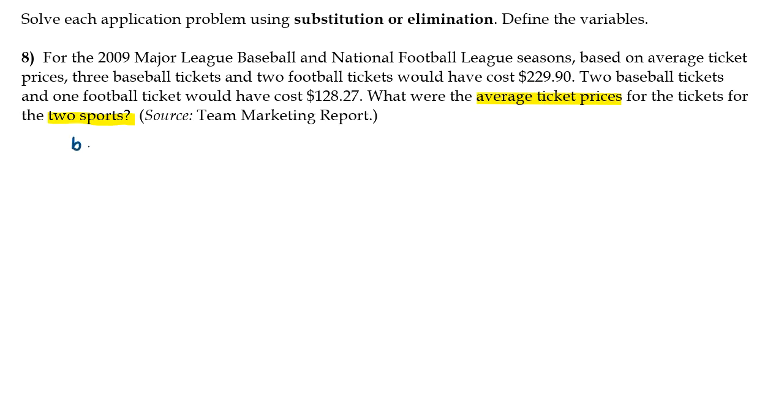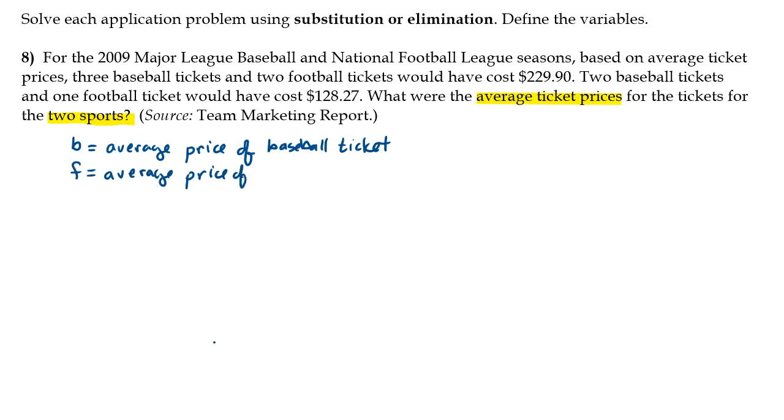So I'm going to let B equal the average price of a baseball ticket. And don't just write baseball, right? Baseball is not a value. Baseball is not a number. So you want your variables to represent a number. And I'm going to let F equal the average price of a football ticket. Now we need to write some equations.